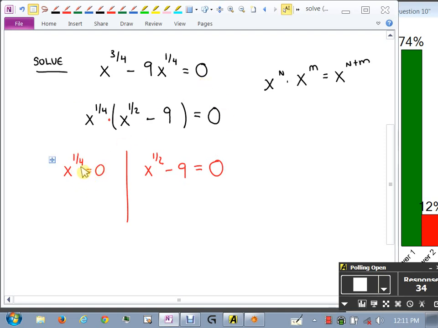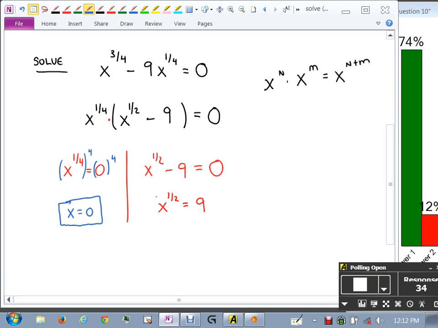How can I get x by itself here, not x to the 1/4? Raise both sides to the 4th power. What would you get if you raised the left side to the 4th power? You get x. How about 0 to the 4th power? Still 0. So x is 0 is a potential answer here. I'll check it. And then over here, how about we add 9 to both sides? That's basically isolating that radical, and then square both sides.